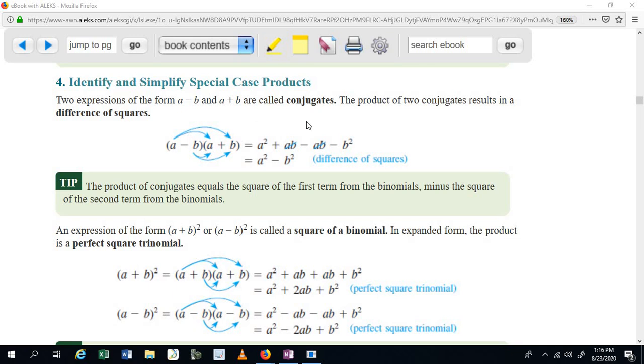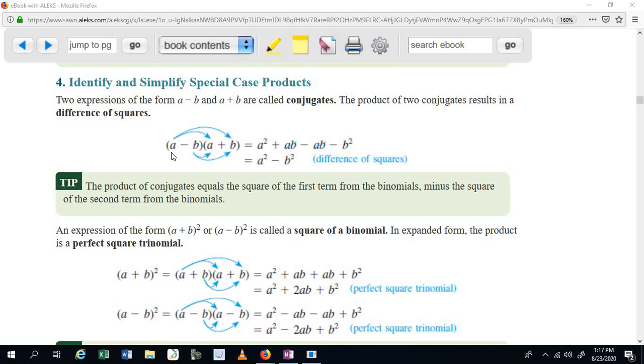Okay, so the first one we're going to look at is what happens when you take the binomial a minus b and multiply it by its conjugate, which is a plus b. These are called conjugates of each other because they differ by a minus sign in front of the b term. So we're going to take the product of those two conjugates and see what happens under the FOIL method. Let's take a minus b and multiply it by its conjugate, a plus b, using the FOIL method.